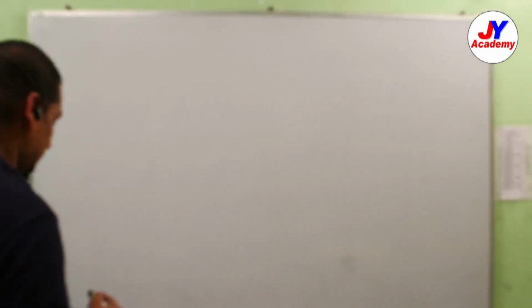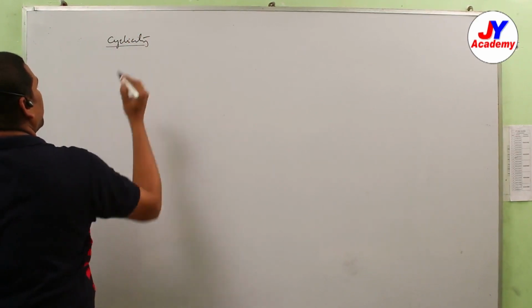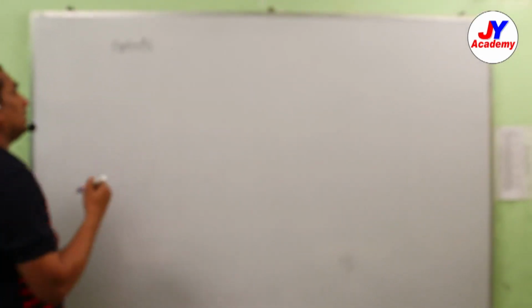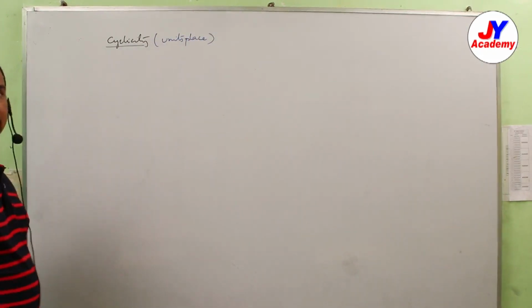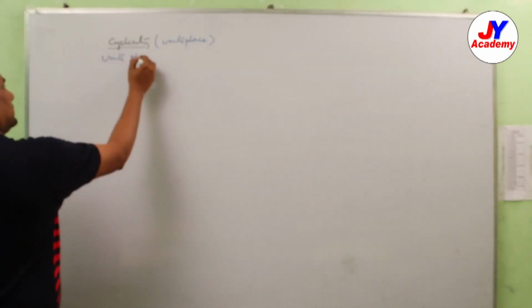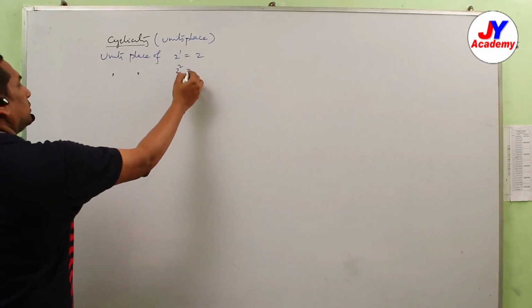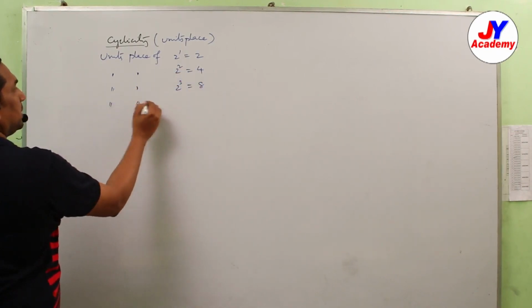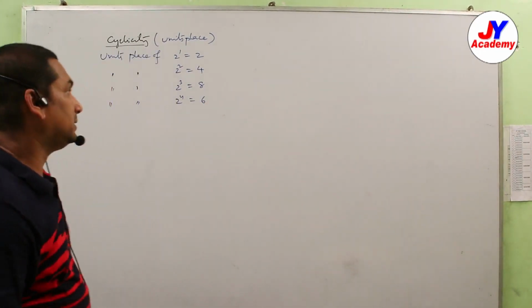So now we'll discuss cyclicity, that is, the units place. By taking cyclicity, we discuss the units place. The units place of 2 power 1 is 2. Of 2 power 2 is 4. Of 2 power 3 is 8. Of 2 power 4, which is 16, is 6.